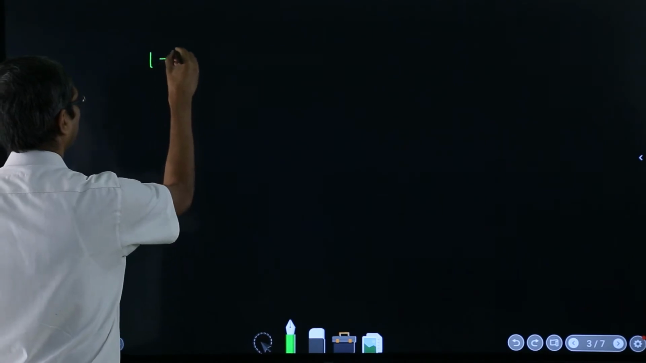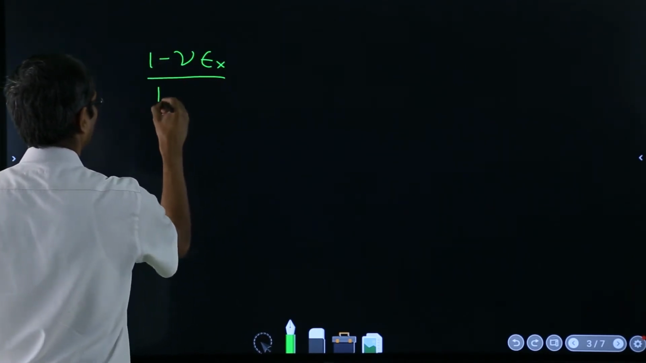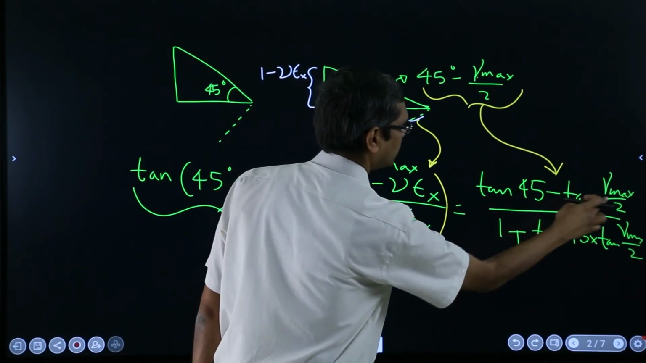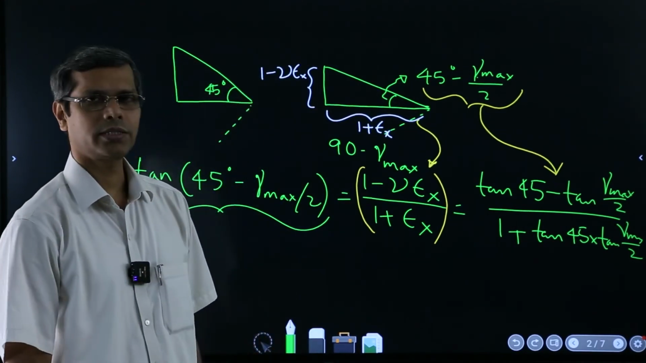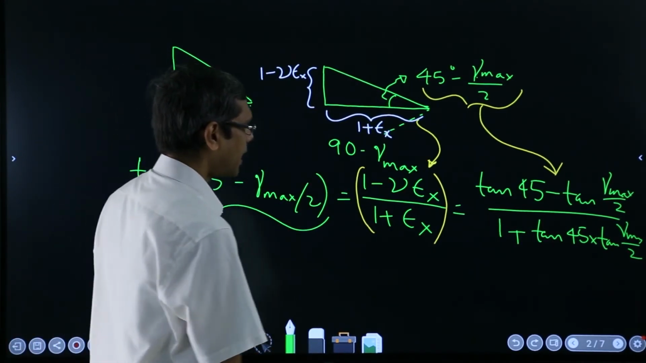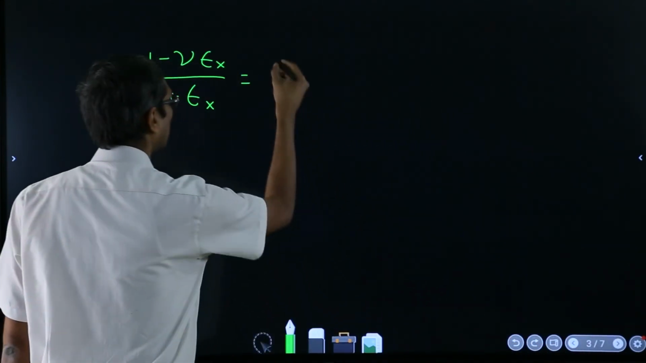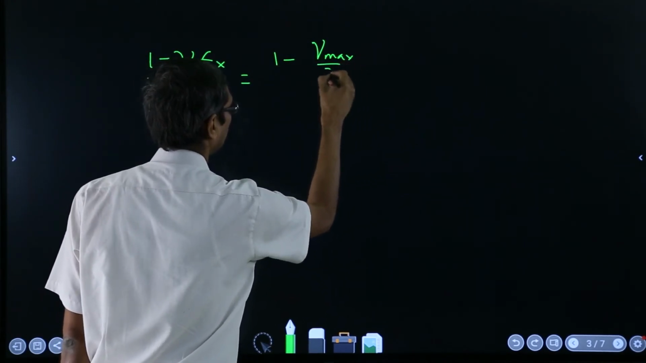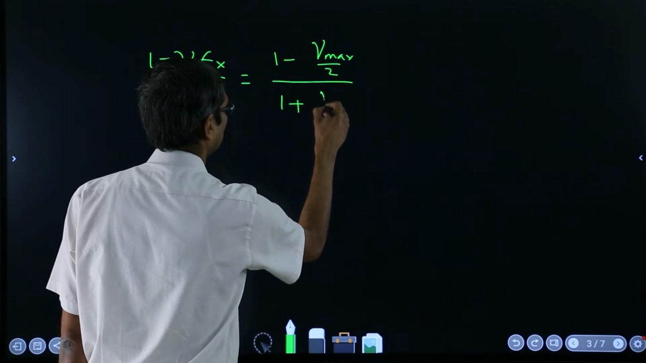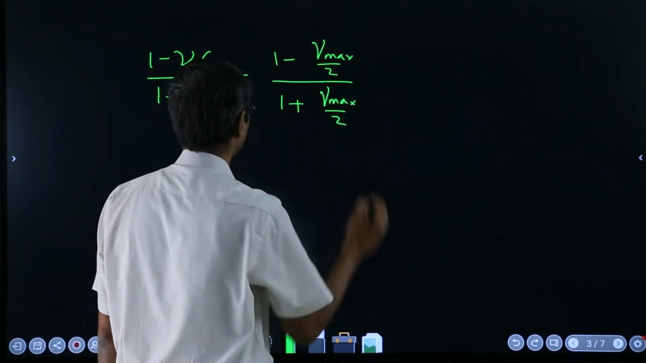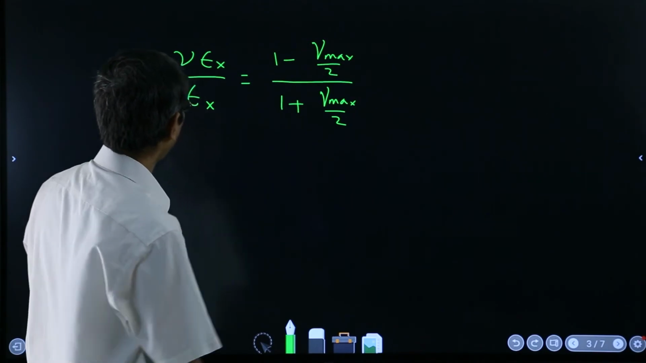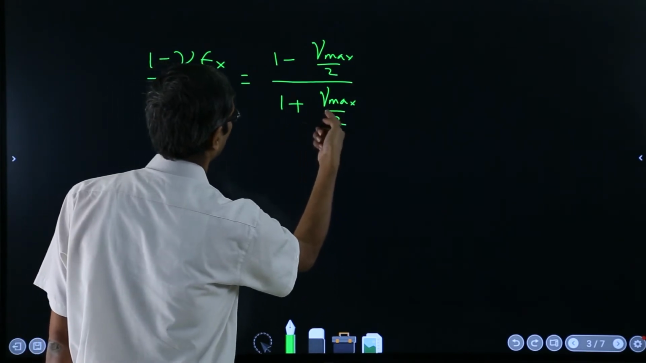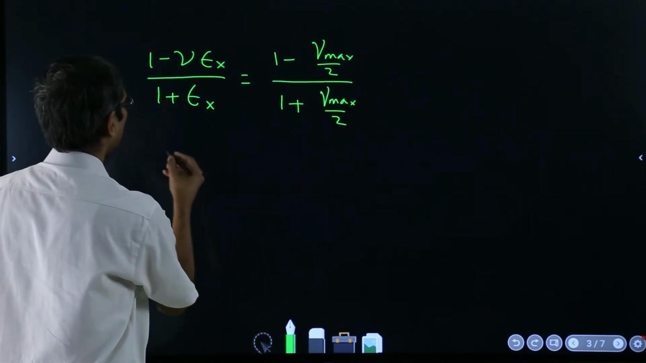So (1 minus nu epsilon x) by (1 plus epsilon x) is equal to, under the limit that gamma max is very small, so tangent of that angle is the angle itself, and tan 45 degrees is 1. So I will get something like (1 minus gamma max over 2) by (1 plus gamma max over 2). So from here I am just trying to calculate gamma max. That means this minus this over this plus this. If I do, what shall I get?